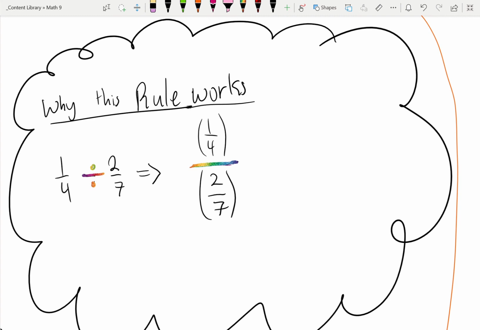So what 1/4 divided by 2/7 is actually saying is I have 1/4 as my numerator, and then I have 2/7 as my denominator. Now, one of the interesting things about this is, notice how this is all on the top, so it's just 1/4. This 2 is now under one division line. It's under this line here.